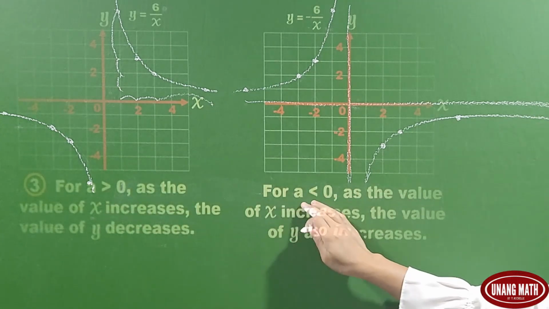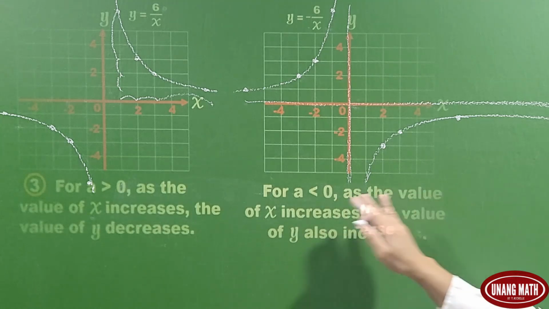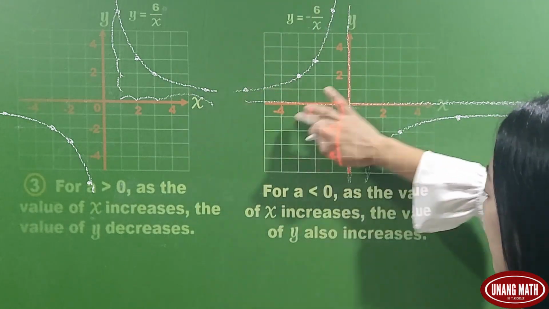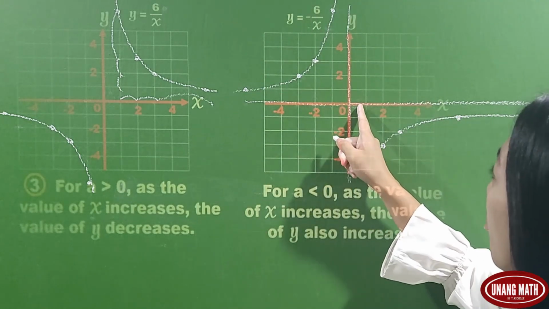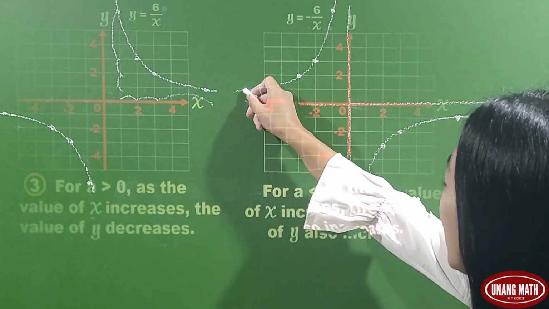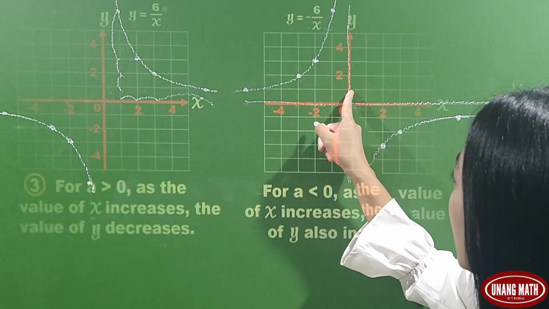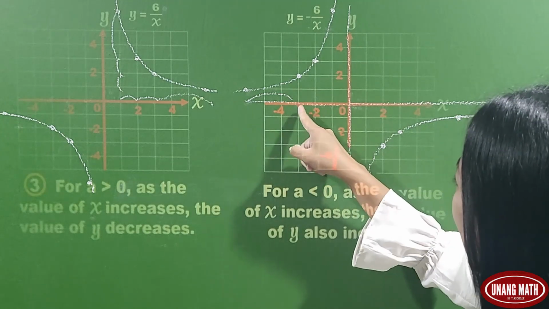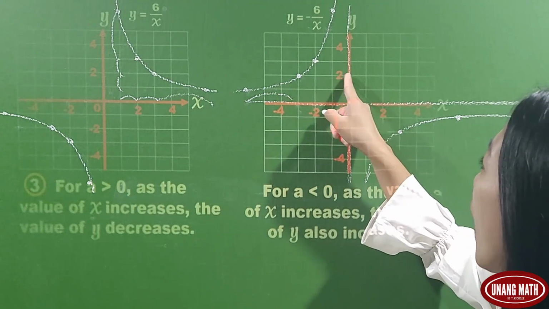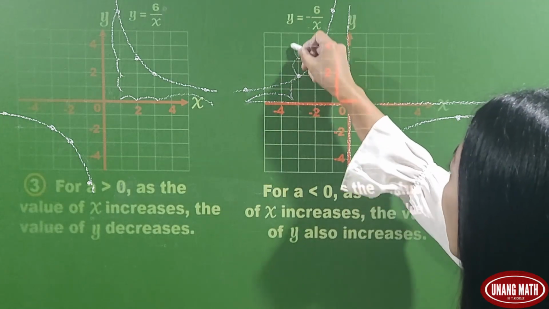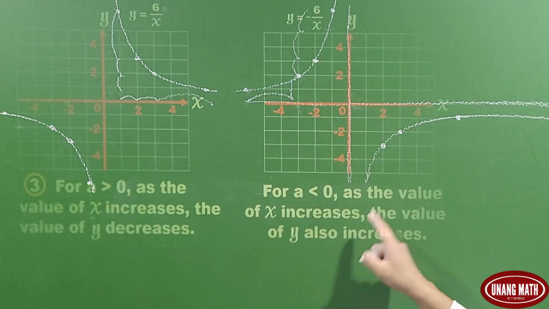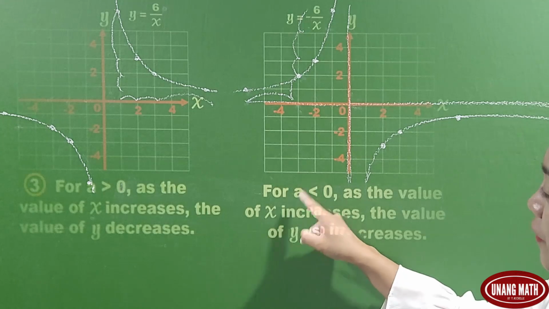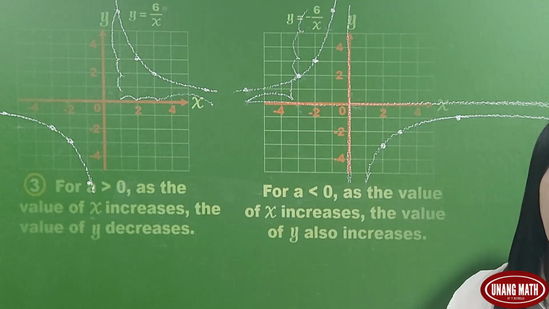Okay, what about if a is a negative number? As the value of x increases, the value of y also increases. Take a look at this graph. We have here x is negative 6, so our y is 1. If x is negative 3, then y is 2. So it gets bigger. Or in other words, x and y increase. That is if the value of a is a negative number.